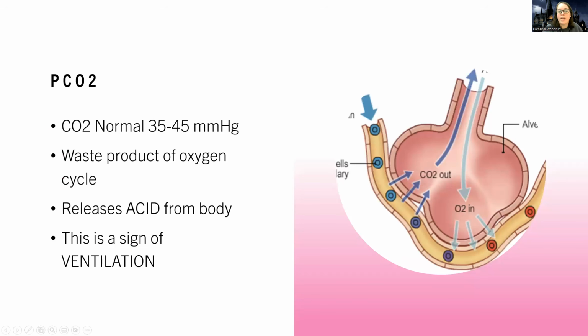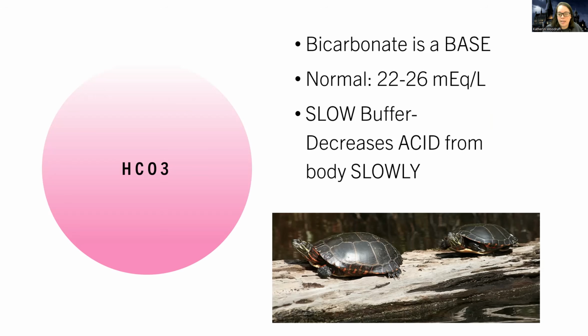So remember with the PCO2, that's the lungs that are getting rid of this, where here the kidneys work a little bit slower. These are my turtles, they're going to help buffer and help that pH to get back to normal, but they're going to do it slowly. If I'm too acidic, they will secrete more bicarbonate. If I'm too basic, they will decrease the amount of bicarbonate that I am secreting.